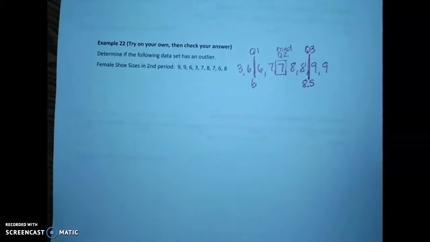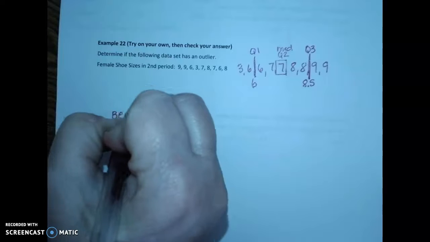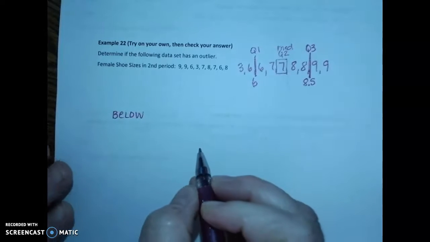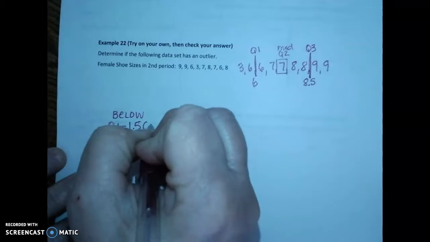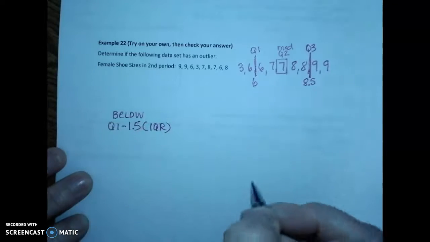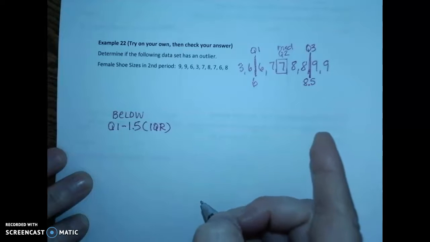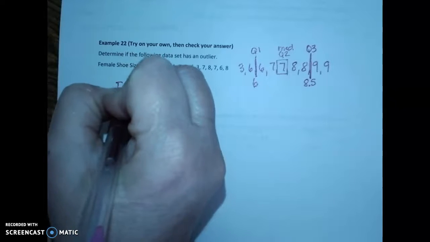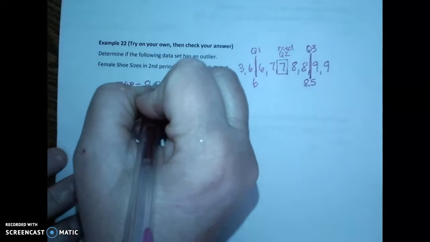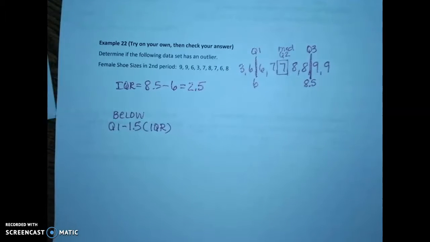So now I have my important information. My formulas are for finding the below number. The lowest number that's acceptable is going to be Q1 minus 1.5 times the IQR. That means I need the IQR. I haven't calculated that, but I know from yesterday that it's Q3 minus Q1. So IQR equals 8.5 minus Q1, which is 6, so my IQR is 2.5. Now I have everything I need.